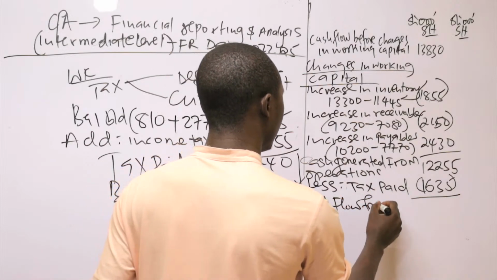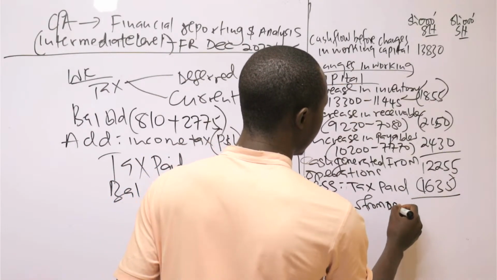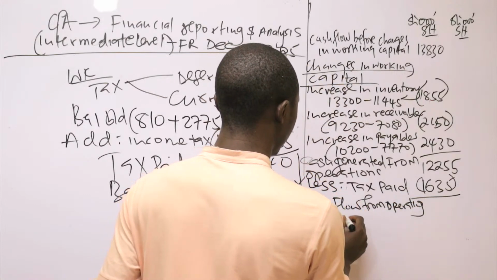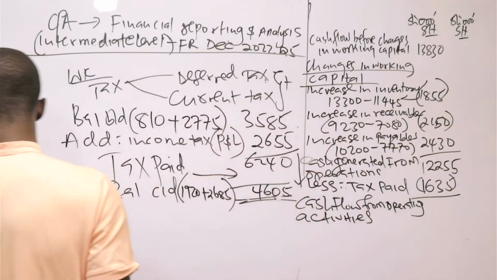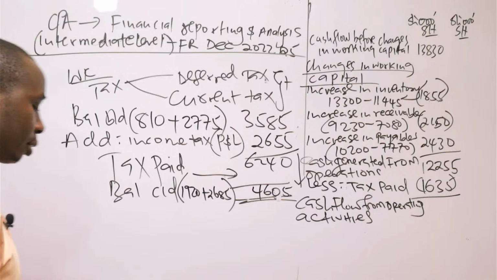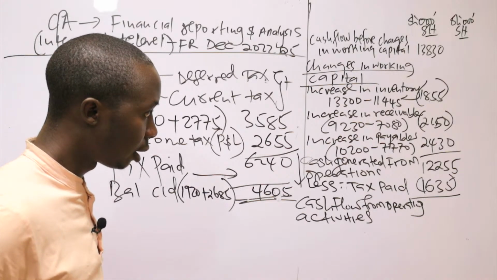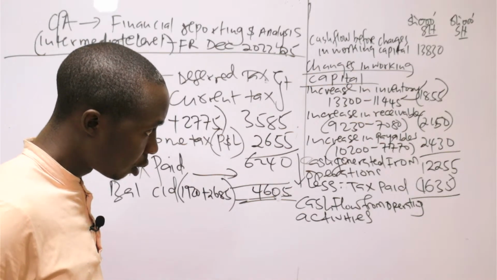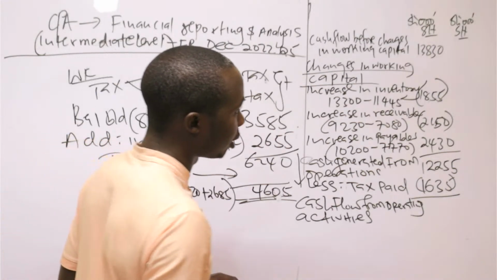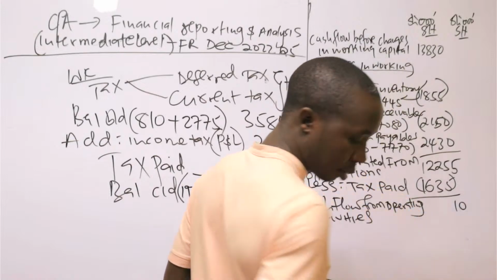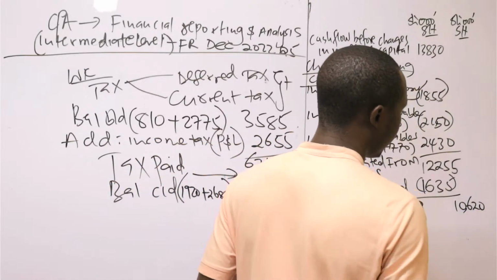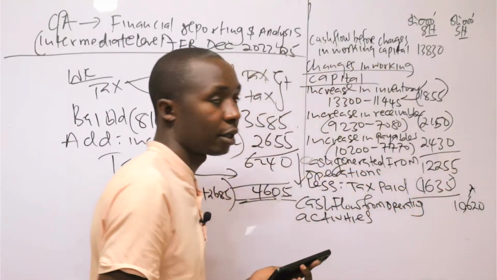So this one you deduct so that you get cash flow from operating activities. If we deduct that 1635 from 12,255, I will be able to get here 10,620. So this is A. This is the first part of the question, the operating activities.